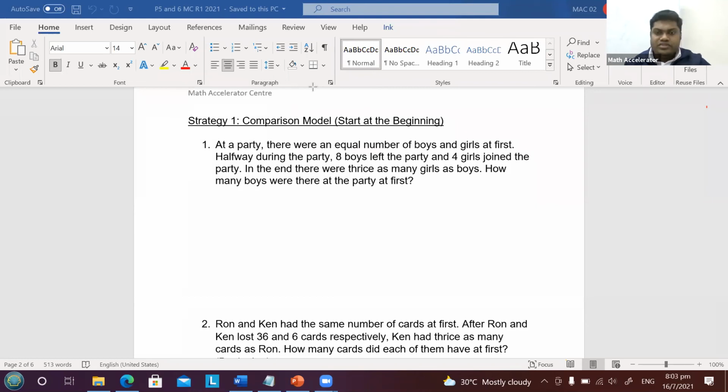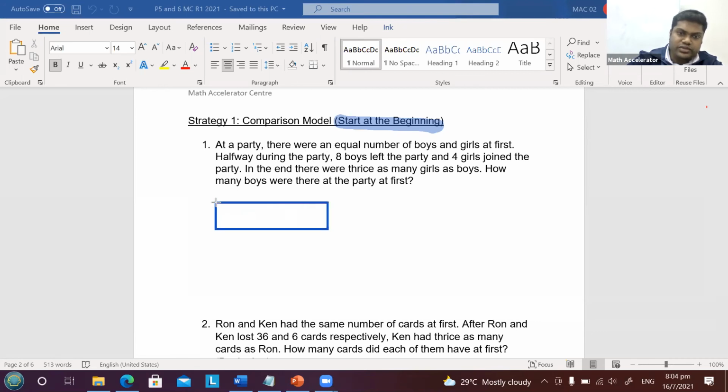Comparison model, start at the beginning. What do we mean by start at the beginning? If you read this question, at a party there were an equal number of boys and girls at first. This is what it means by start at the beginning. It means the info that the boys and girls are equal is already given at the start. So first go and draw the model. This is step 1 for boys and for girls. Go and draw a model first.